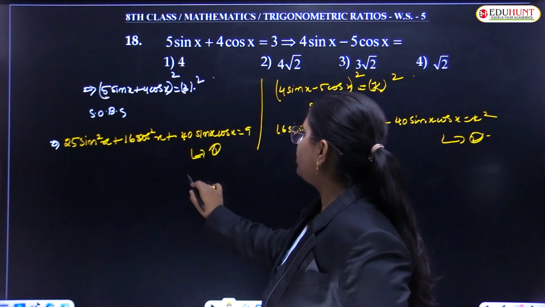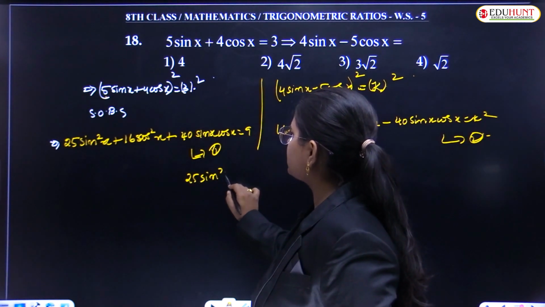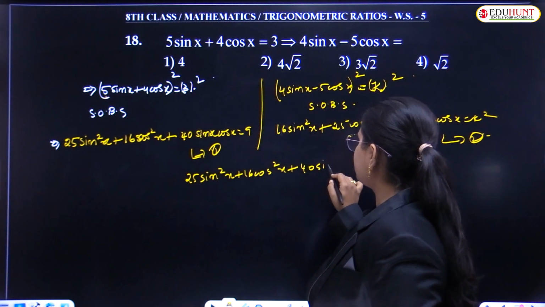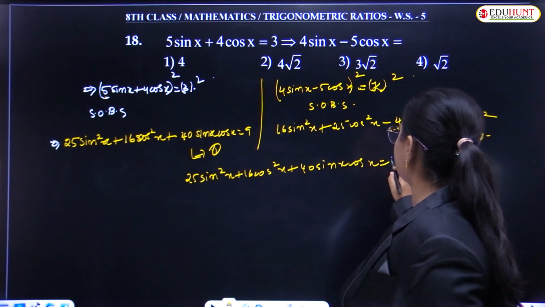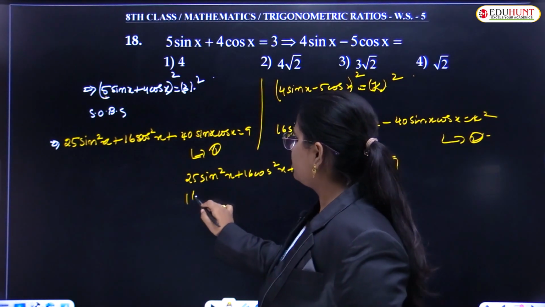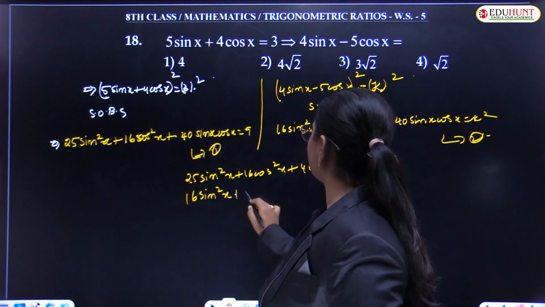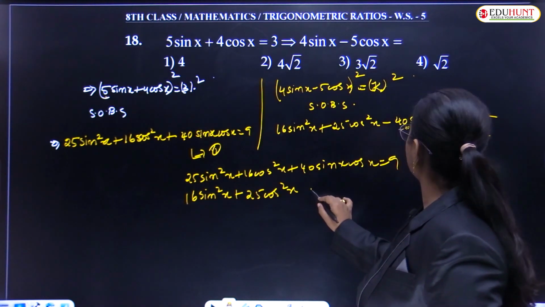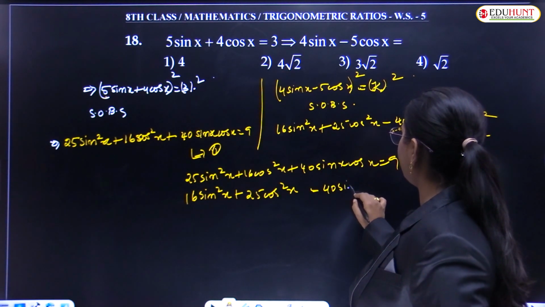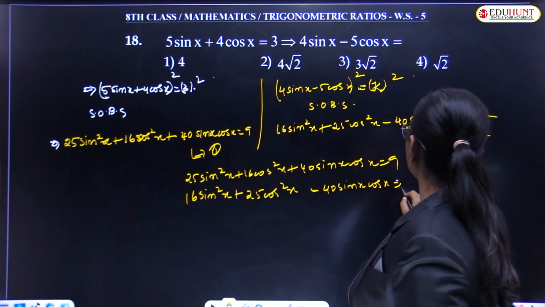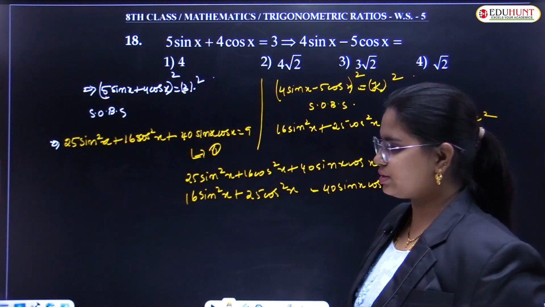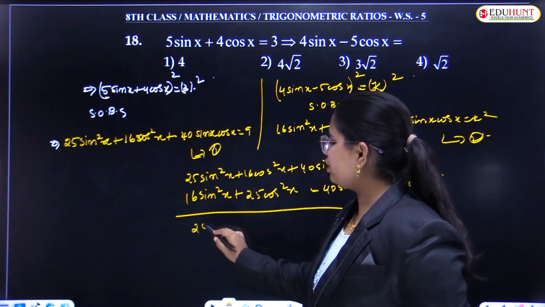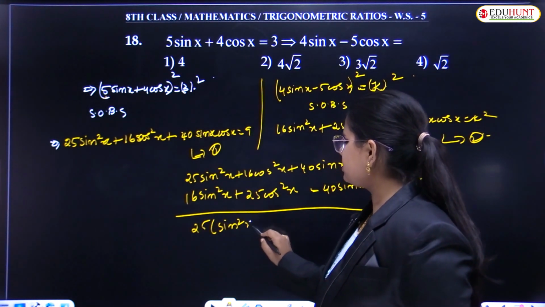What am I going to get? 25 sin square x plus 16 cos square x plus 40 sin x cos x, which is equal to 9. And what is this? 16 sin square x plus 25 cos square x, right? Next, minus 40 sin x cos x is equal to k square. So just take common. If you are taking 25 as common, what will you get? Sin square x plus cos square x.